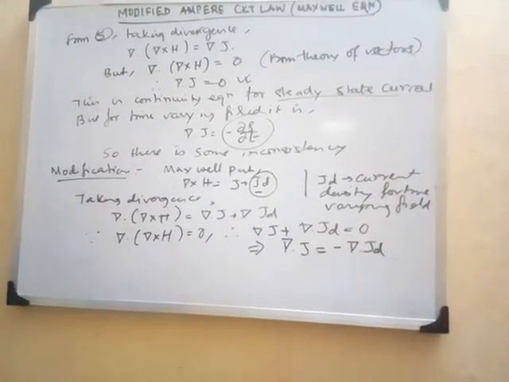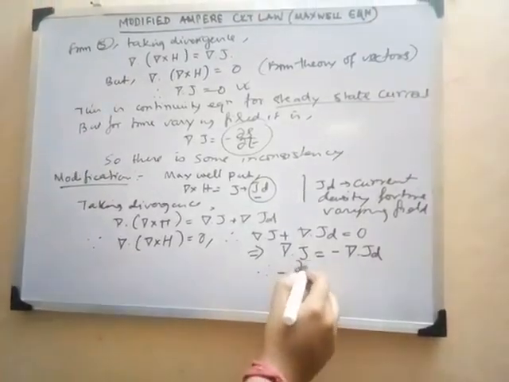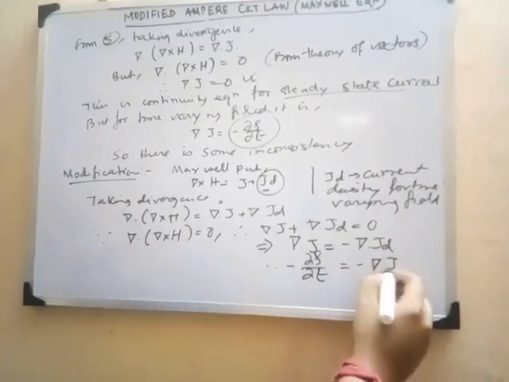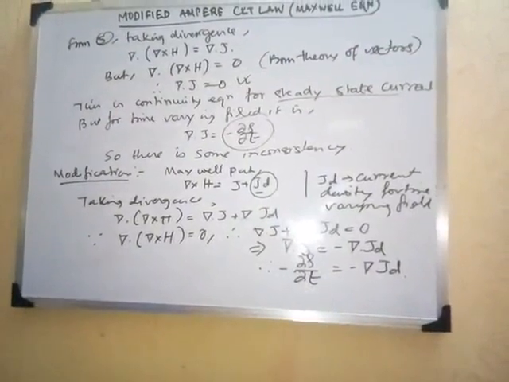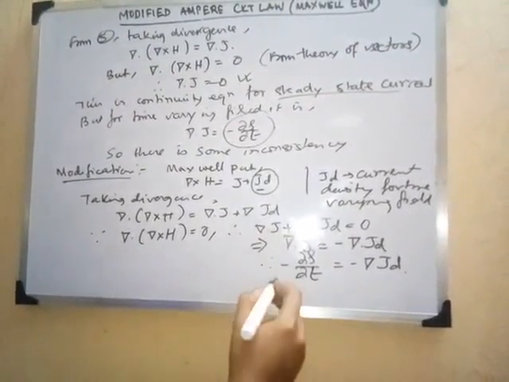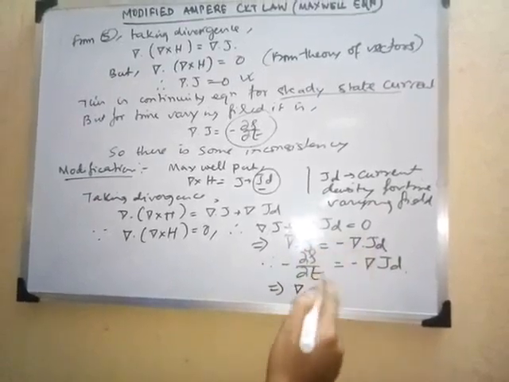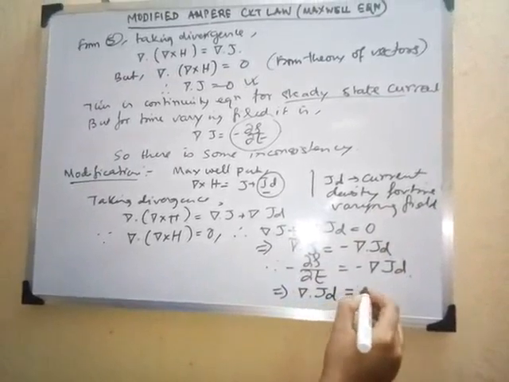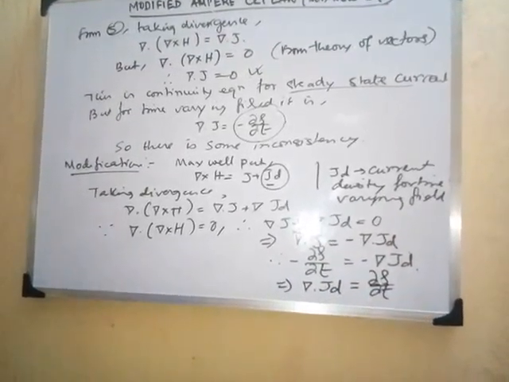We obtained this expression. Therefore also from here we can write that minus del rho del T is equal to minus del dot JD, right? And now, cancelling the minus terms, del dot JD will appear as del rho del T, right? So up to this is okay.